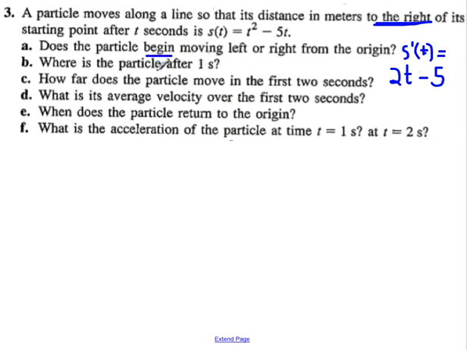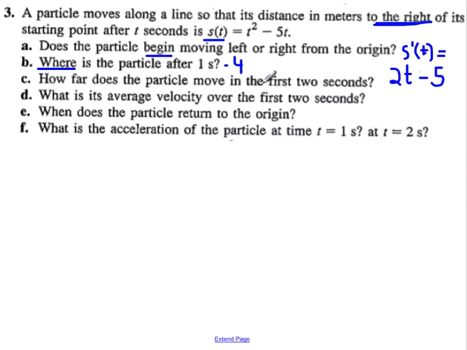Where does it begin? Where is the particle after 1 second? Again, we're talking about our position function, right? Don't do anything with velocity. It's just where is it? We'll put in a 1. If you put in a 1, 1 minus 5, like we said, is going to be negative 4. And what do we mean by negative 4? Well, again, we said that negative meant to the left of where it started.